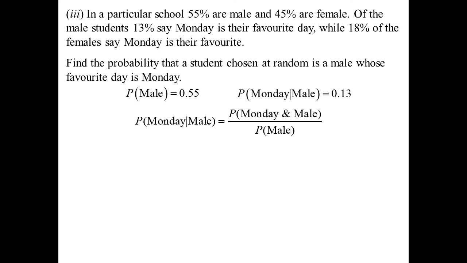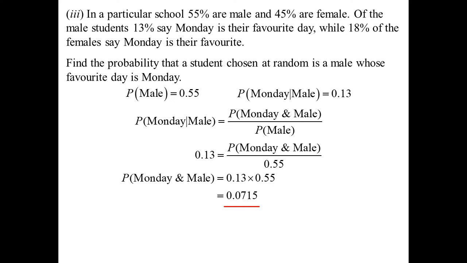So probability, given that we've chosen a male, that it's Monday, is equal to probability of Monday and male, divided by probability of male. So I can still use that same formula, but just rearrange it to work out our problem that it's a male whose favourite day is Monday. So subbing in the information, rearranging it, and there we go. We've got a 0.0715 chance of that particular one happening.